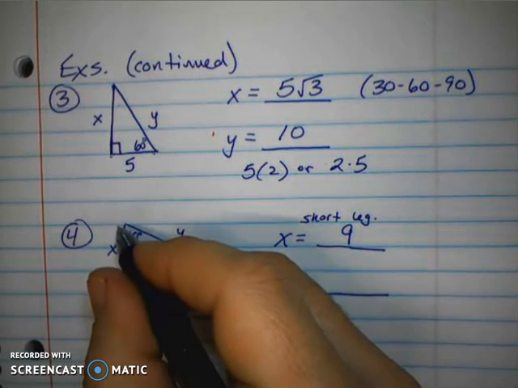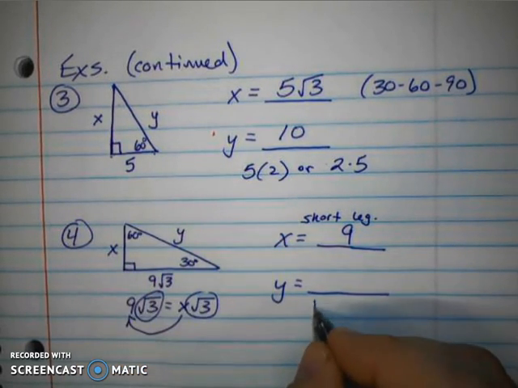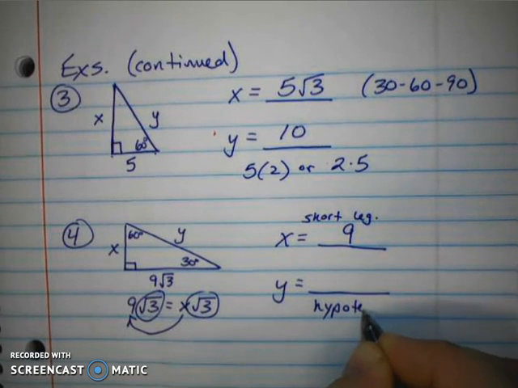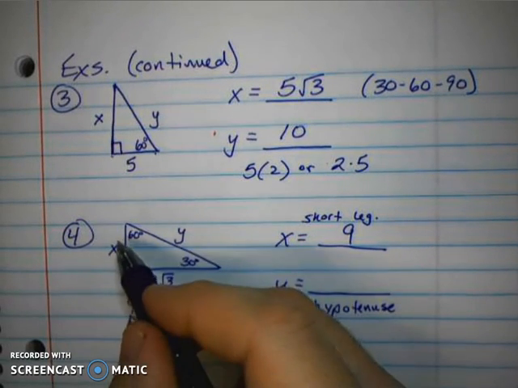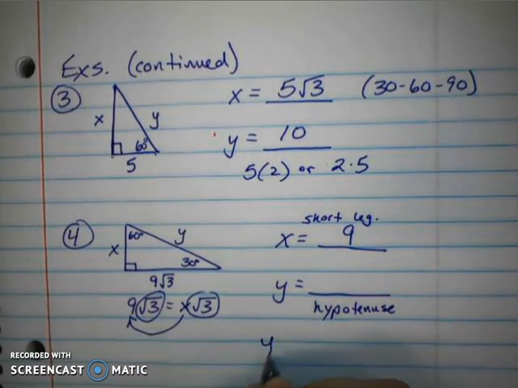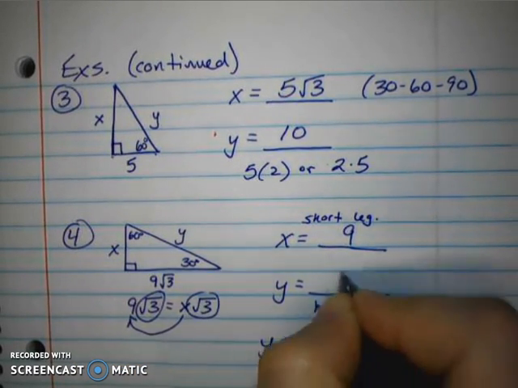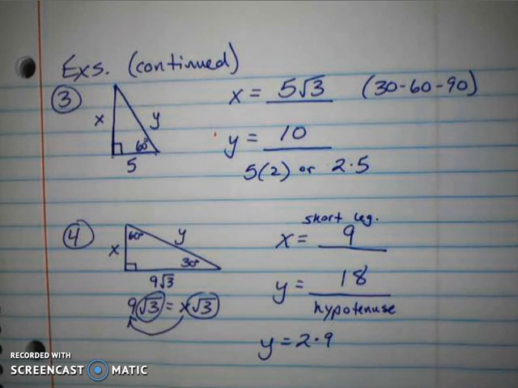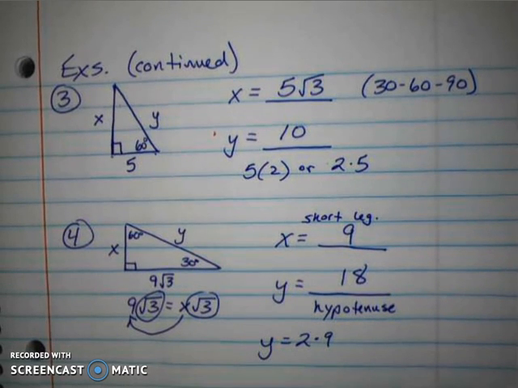Okay, and then we take the short leg, y has to be the hypotenuse then, and we take that short leg 9 times 2, which is 18. And so we found those using our rules for special right triangles. We're going to do a lot more practice in class together, but this is an introduction to that lesson.